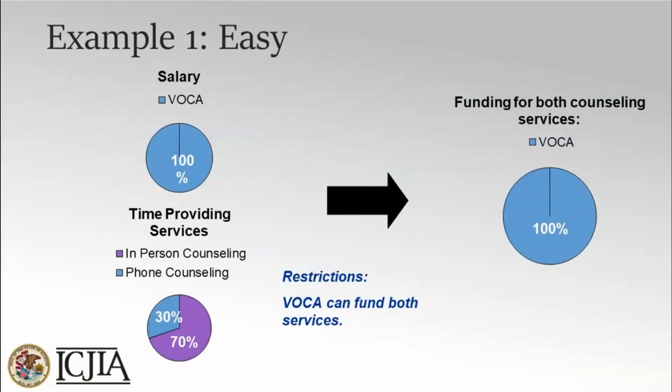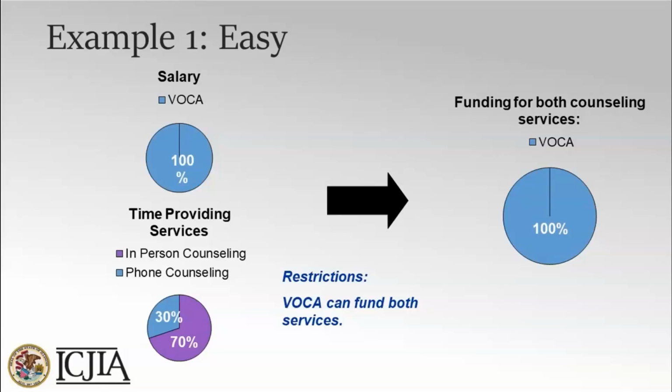Okay, so this is not something you would probably use the formula for, because you would do this pretty much in your head, but I want to just show how the formula can apply in this example. So this is the most simple example we're starting with. We have 2 pie charts here on the left side of the slide. The top one represents this staff person's salary. This staff person, 100% of their salary comes from VOCA. So that's what the blue pie chart represents.